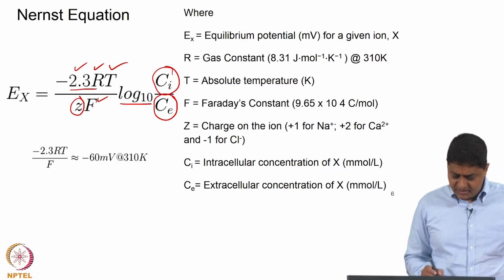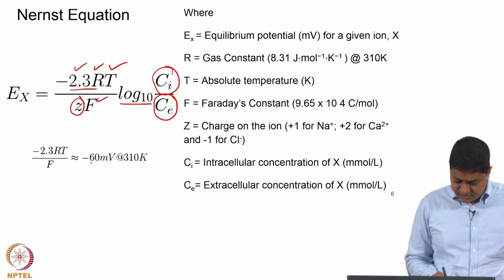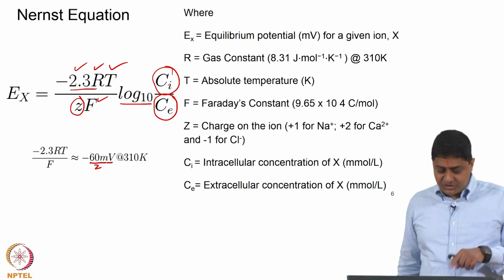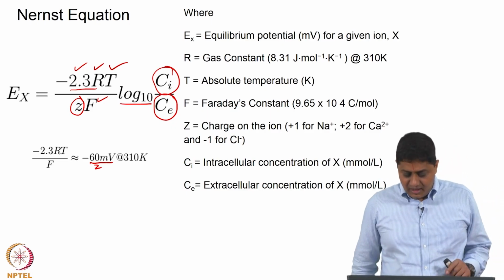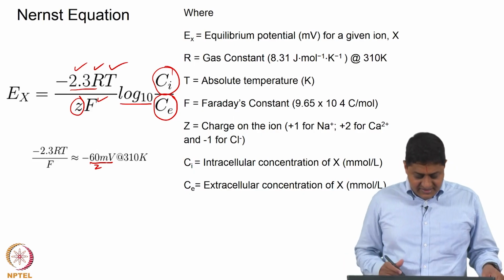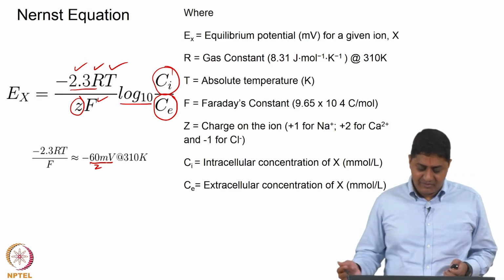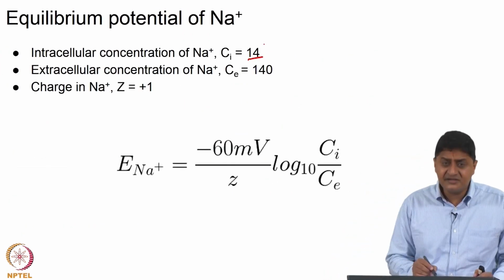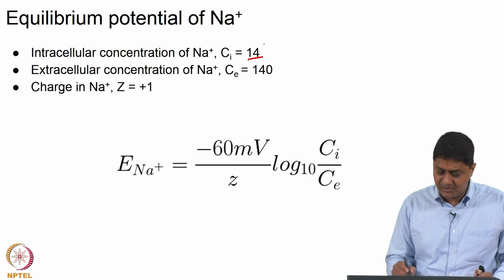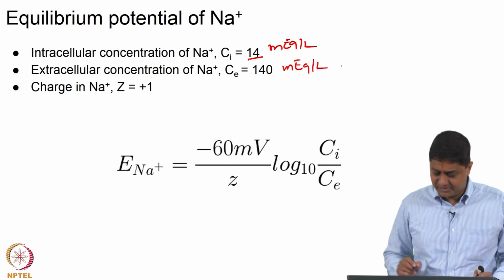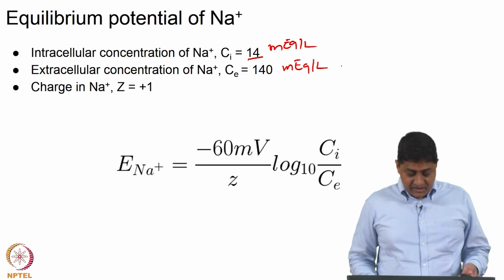So, that is this, right, this is minus 60 divided by Z at 310 Kelvin. Once again note, this is assuming T is equal to 310 Kelvin, right. I could analyze this for various ions and for various concentrations. Let us do some example problems, right. The intracellular concentration of sodium is 14 milliequivalent per liter, and the extracellular concentration is 140 milliequivalent per liter, for example, right.